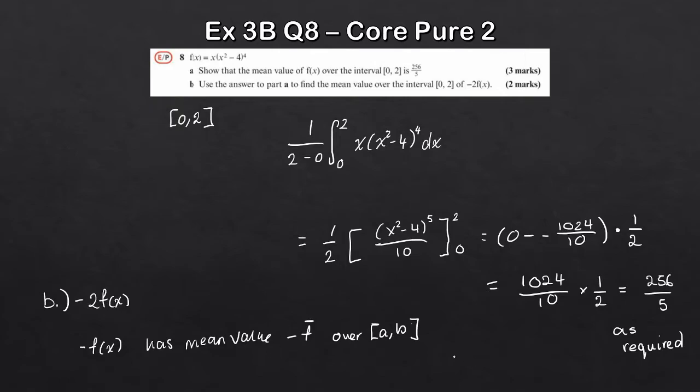that's how we do it for our question. So because ours is minus 2, we're going to times the mean value by minus 2. Okay, if it was minus 4 f of x, we times our mean value by minus 4, for example. So doing that now for our question here, we've got 256 over 5 times minus 2. And if you do this, what you should get is minus 512 over 5. Okay, so that brings us to the end of that question.